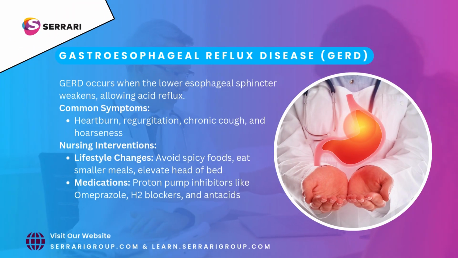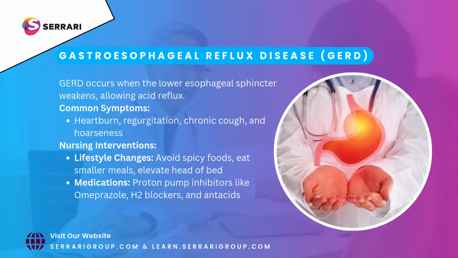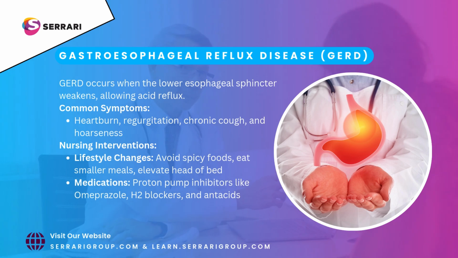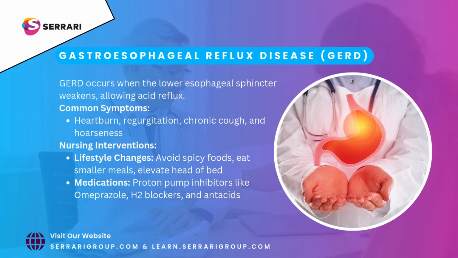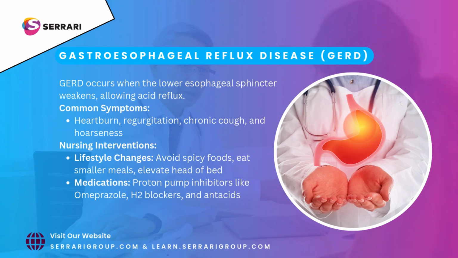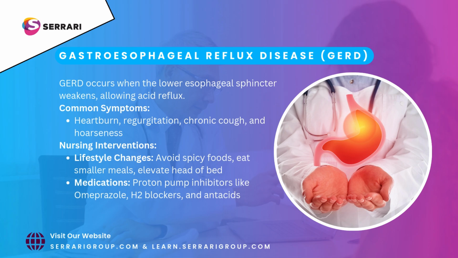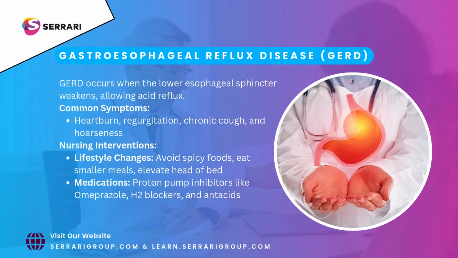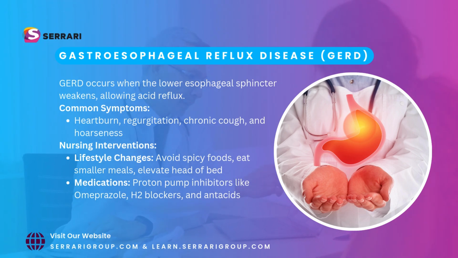Gastroesophageal reflux disease, GERD. GERD occurs when the lower esophageal sphincter weakens, allowing acid reflux. Common symptoms: heartburn, regurgitation, chronic cough, and hoarseness. Nursing interventions: lifestyle changes, avoid spicy foods, eat smaller meals, elevate head of bed. Medications: proton pump inhibitors like omeprazole, H2 blockers, and antacids.